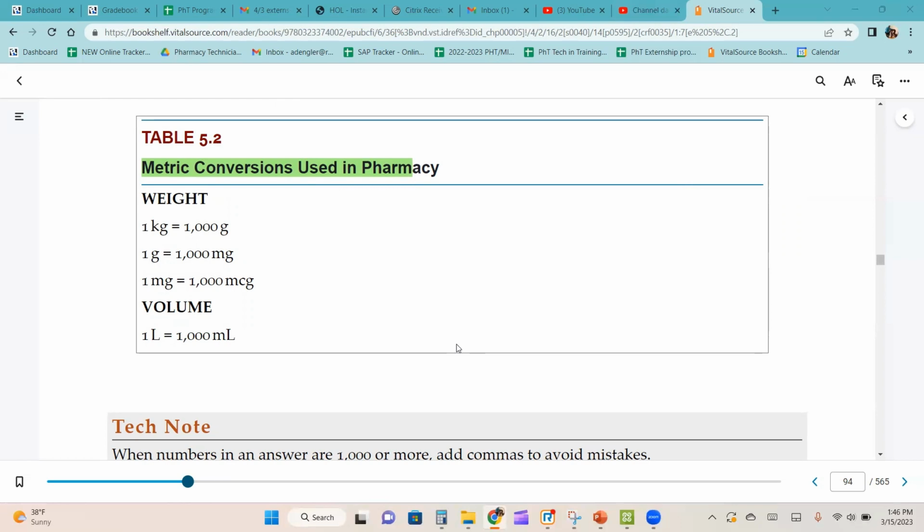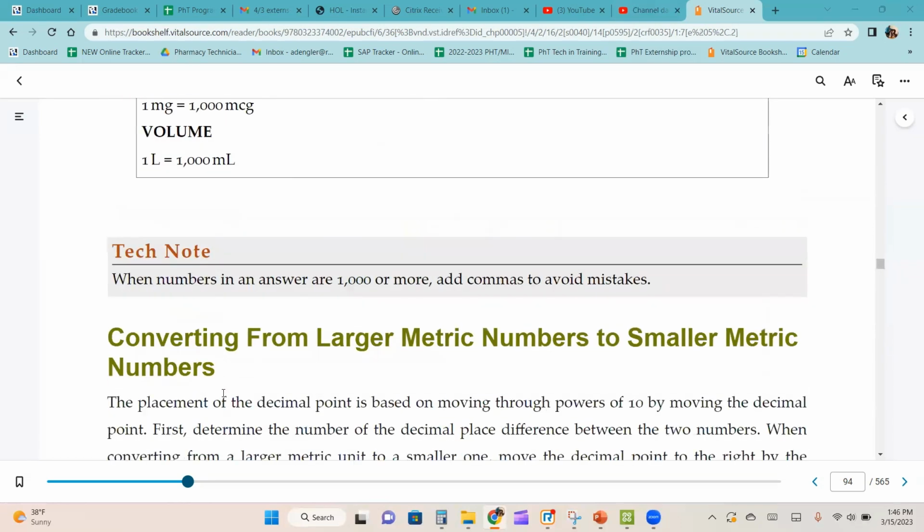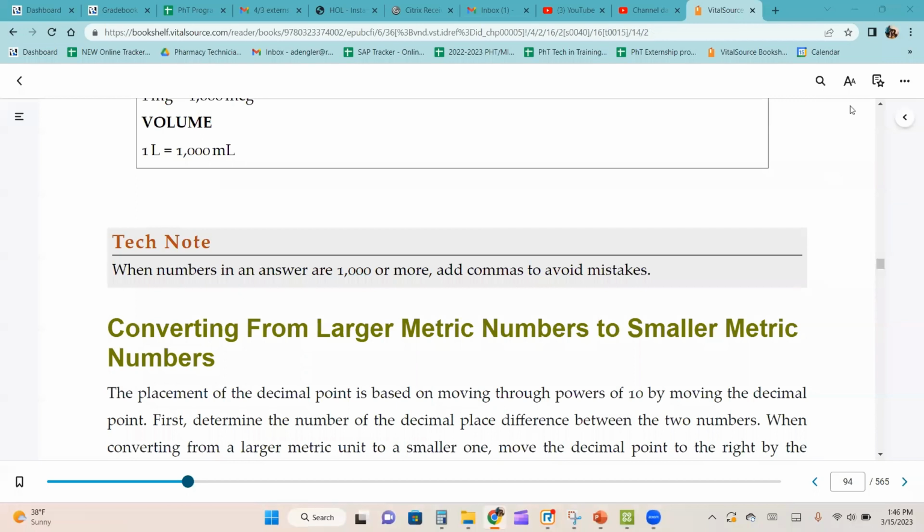Table 5.2 shows metric conversions used in pharmacy for weight and volume. Just a little tech note, when numbers in an answer are 1,000 or more, make sure you add commas to avoid mistakes.